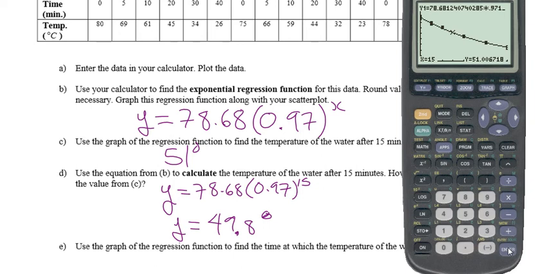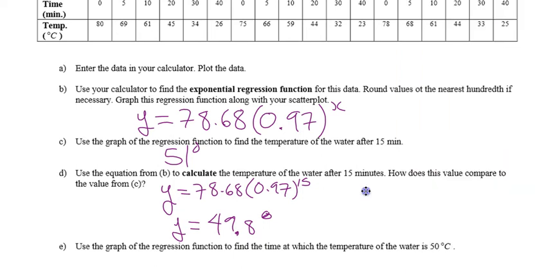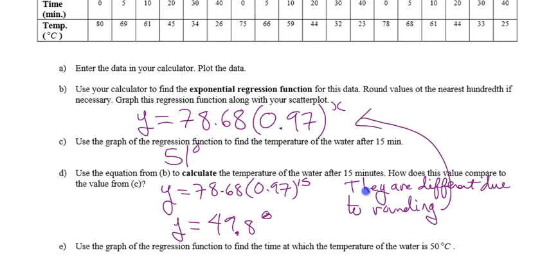Okay, so how do they compare? They're a little bit off due to rounding. Which one's more accurate? This, the calculator, or the equation? Calculator. Okay, so they are different due to rounding. Right? Because that thing there is rounded. So the calculator is more accurate.